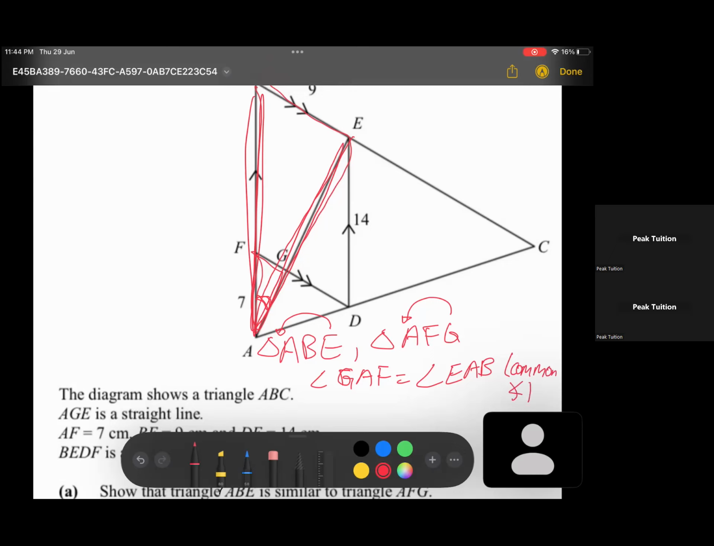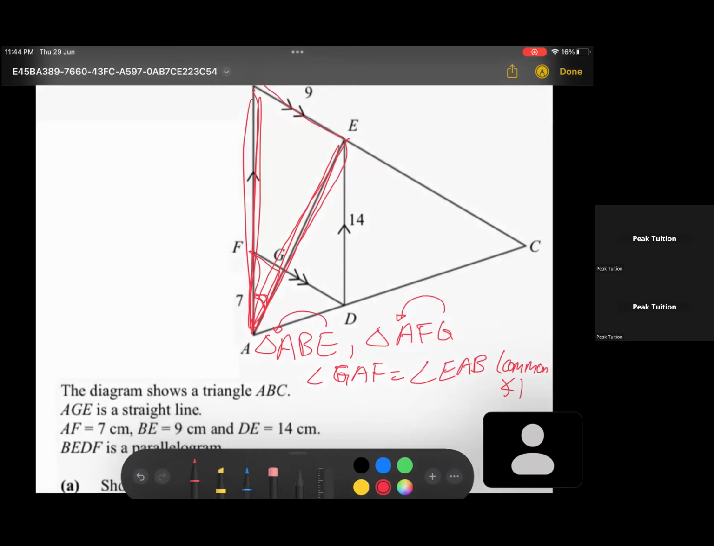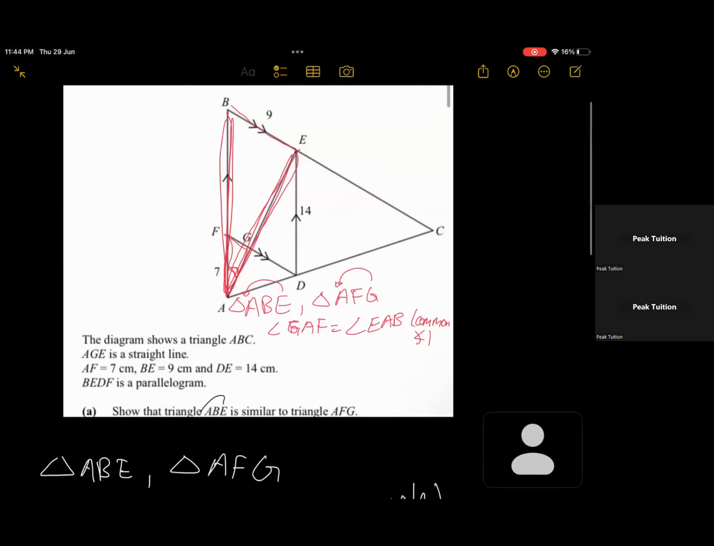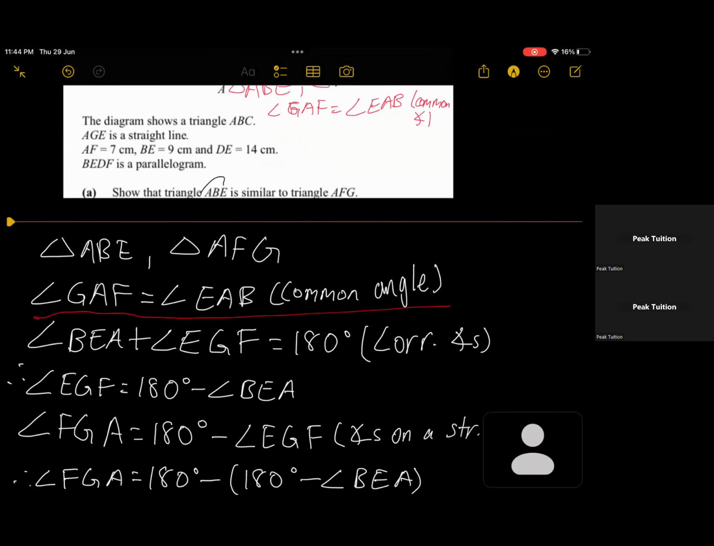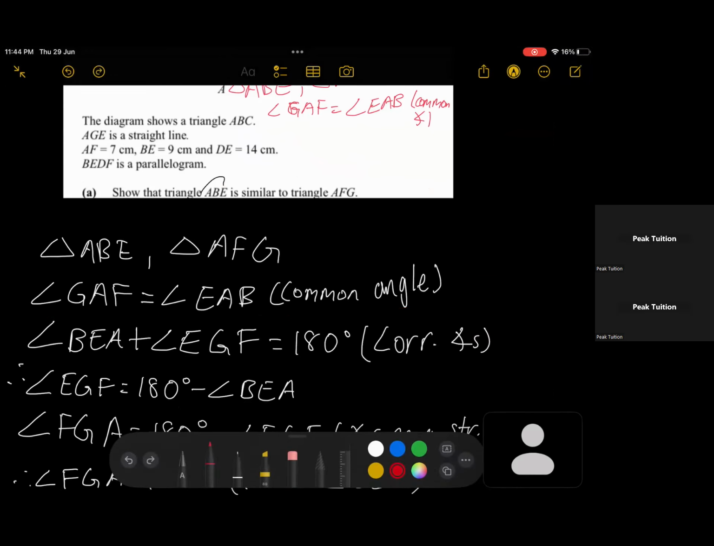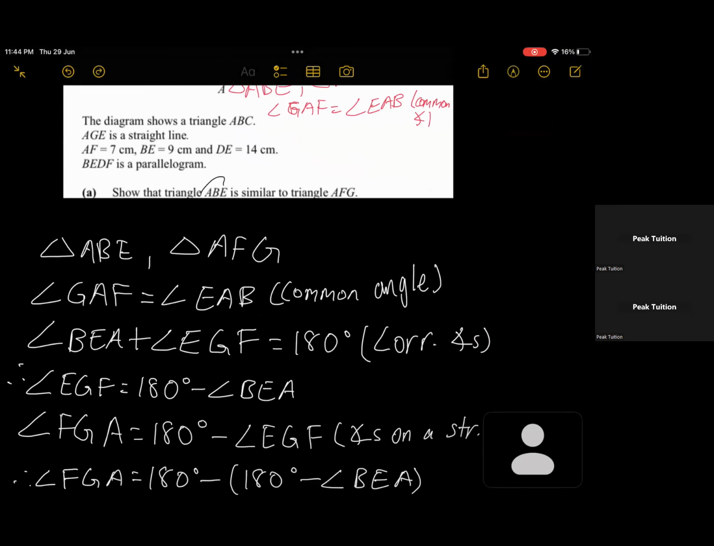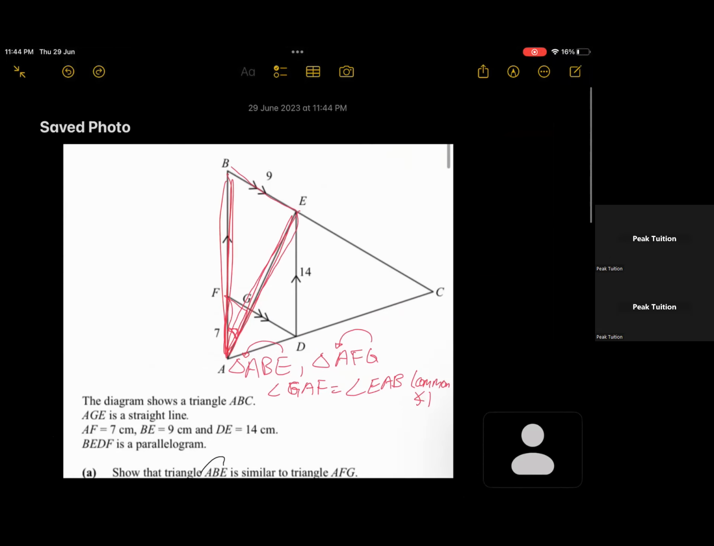To prove that two triangles are similar, we need to prove that one more angle is the same. Let's exit from this image. If you look at the working down here, I already have the common angle outlined for you. What you have to do is prove that there is one more similar angle. So let's go back to the picture.